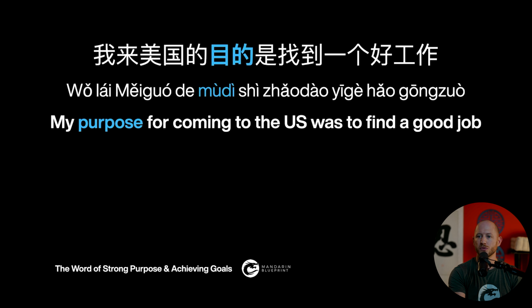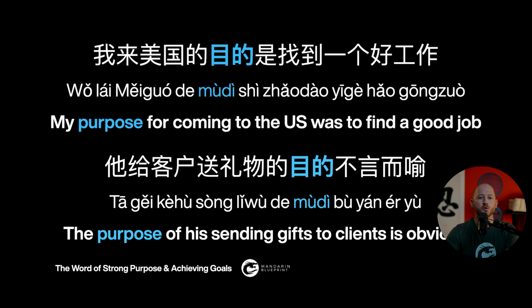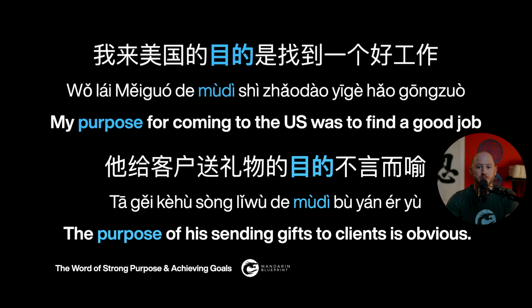So let's take a look at 目的. 我来美国的目的是找到一个好工作. My purpose, 目的, it's my eye target, because when de is pronounced di, it means target. So the target of your eye is your purpose, your goal, right? My purpose for coming to the US was to find a good job. How about this one? 他给客户送礼物的目的不言而喻. The purpose of his sending gifts to clients is obvious, right?